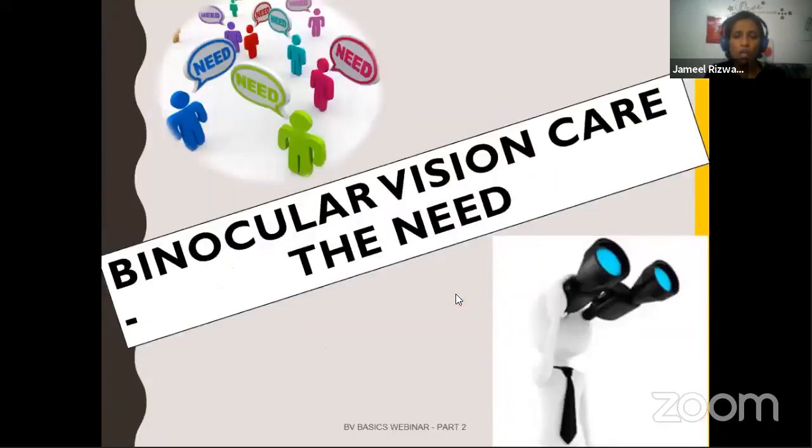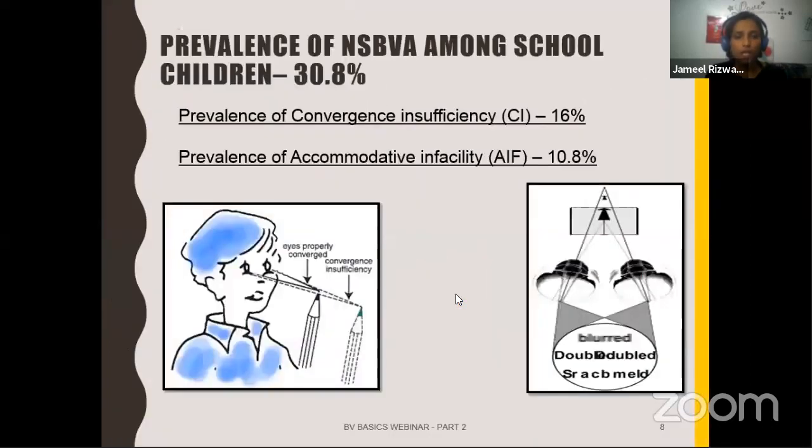We also saw last webinar that the prevalence of non-strabismic binocular vision issues is as high as 31%. If you have to keep in mind the most important conditions, remember that it's convergence insufficiency, which is about 16% prevalent, and accommodative infacility, which is about 11% prevalent, especially among school children aged 7 to 17 years.